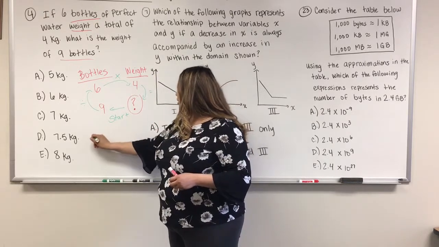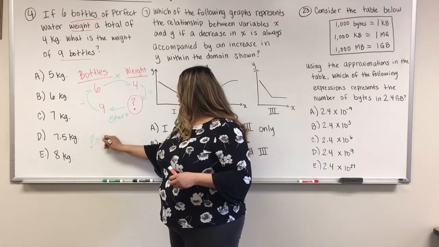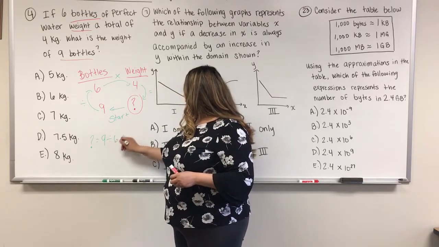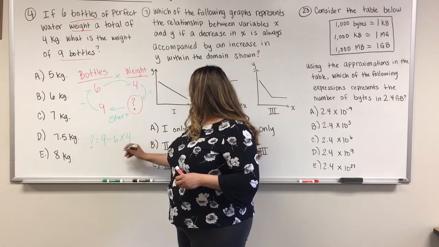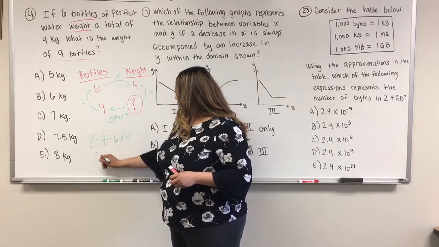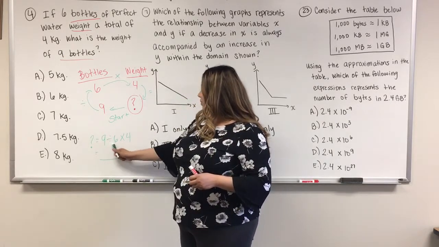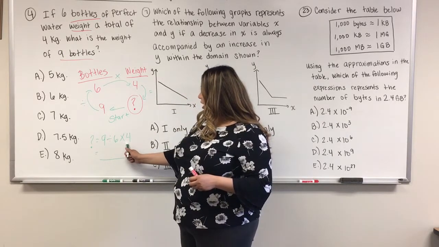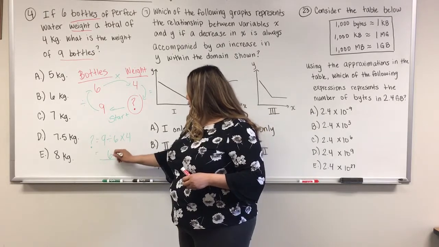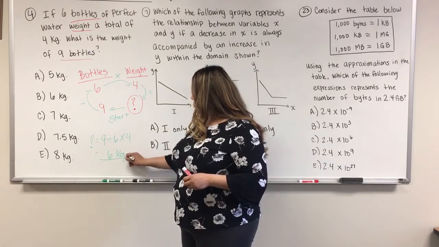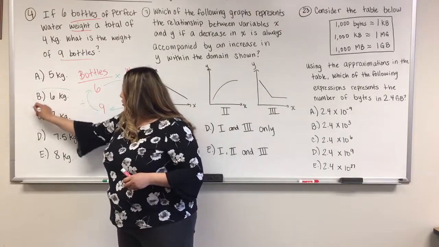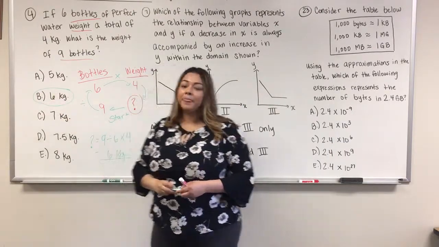So what we're going to put is question mark is equal to 9 divided by 6 times 4. And once you put it into the calculator, 9 divided by 6 will be 1.5, times 4 will be 6 kilograms. So the answer for this one will be B.